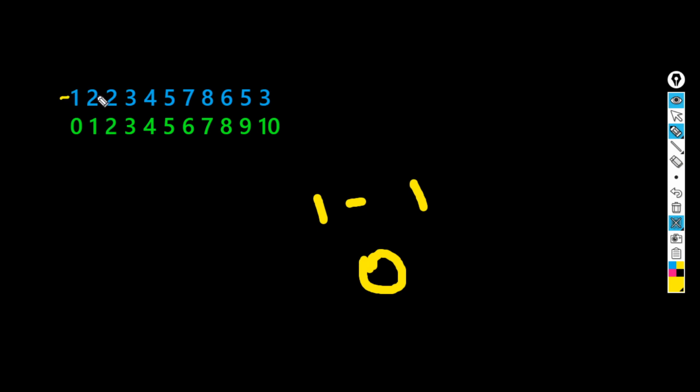Now this 2 will come, so 2 minus 1 is 1. So the value at index 1 will be negative. Now again this value will come, this will be positive. Let's not do it directly. Till now we have changed the first value.